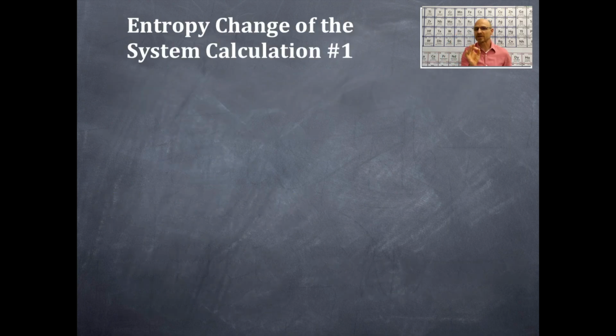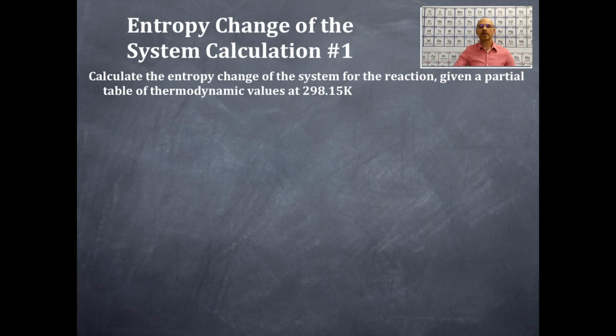So today we are talking about an entropy change of a system, calculation number 1. We're going to calculate the entropy change of the system for the reaction, given the partial table of thermodynamic values at 25 degrees Celsius, which is 298.15 Kelvin. Here's the equation: 2 nitrogen monoxide gas plus oxygen gas yields 2 nitrogen dioxide gas. It's a balanced chemical equation.